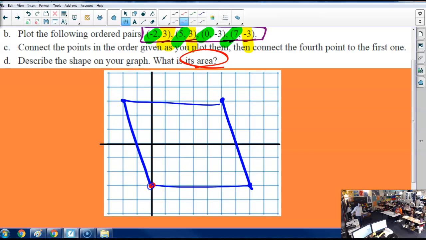It would just be base times height. How long is this base? 1, 2, 3, 4, 5, 6, 7. I think it's 7. And then the height is 6. Is this feet or? Well, it's just units. So here, our area becomes 42 units.